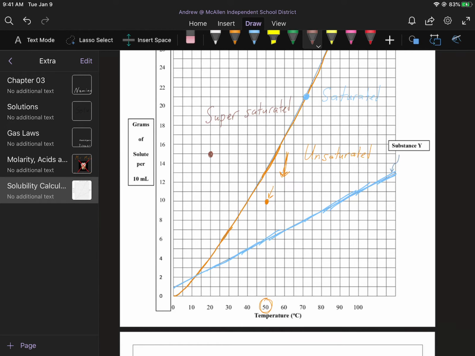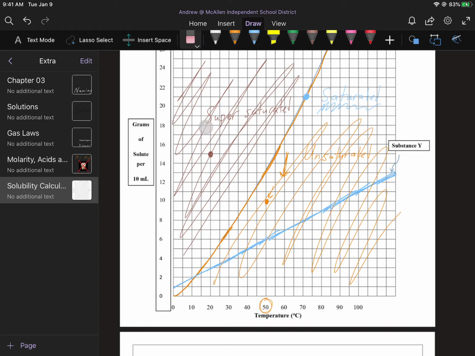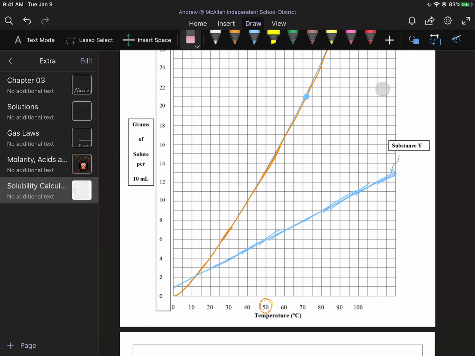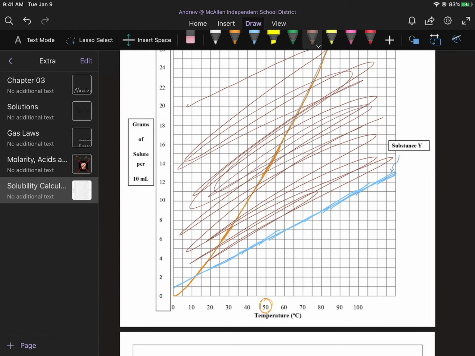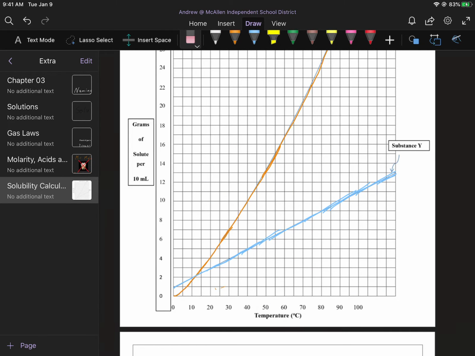There's extra. So, if it's above this line, supersaturated. If it's right on the line, it's saturated. And if it's underneath the line, it's unsaturated. Now those numbers can shift depending on the temperature, how much solvent you have, and what substance you're actually looking at. For instance, substance Y above the line is all of this. So that would be your supersaturation point. Whereas your unsaturated would be everything down here. You have a couple questions where you'll practice that.